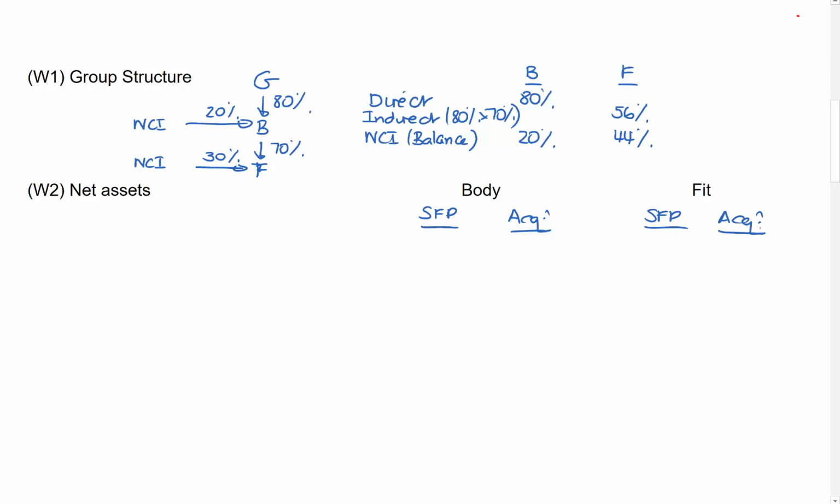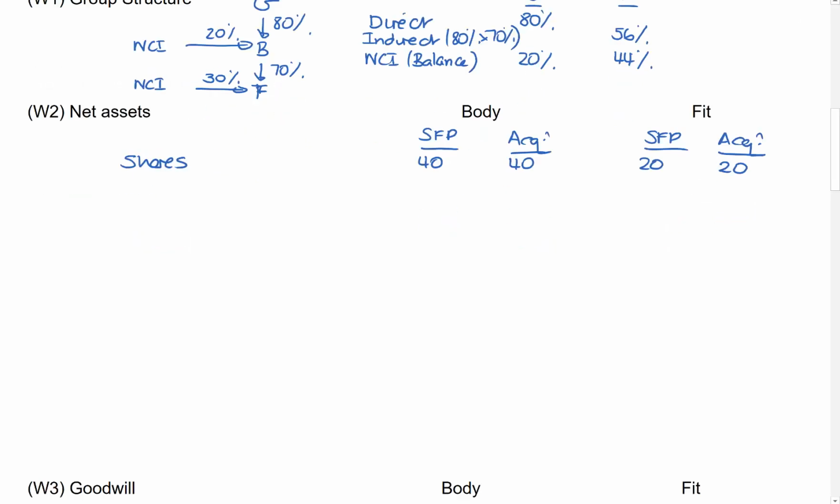So we have the net assets of both companies, and we are told in terms of shares, Body has 40 million shares and Fit has 20 million. We always assume, as far as P2 is concerned, that those figures don't change. They could, of course, change in the real world. Then we come to other reserves.